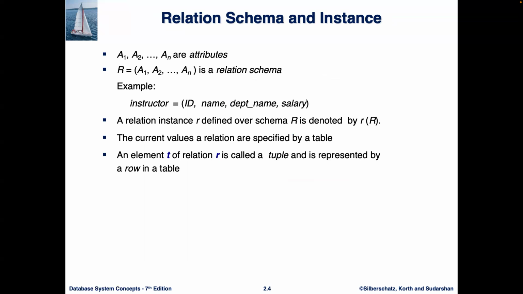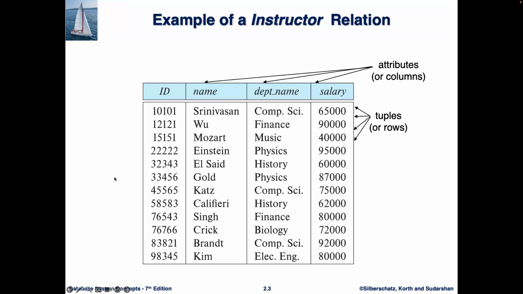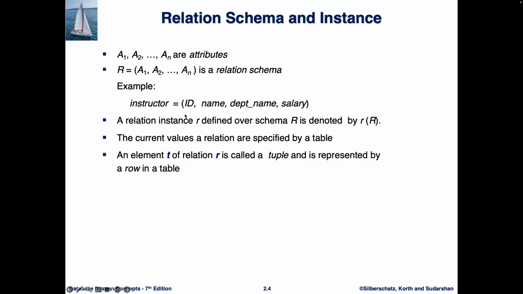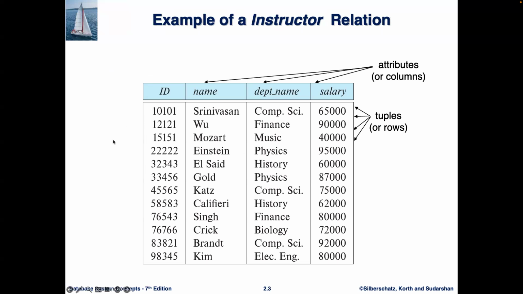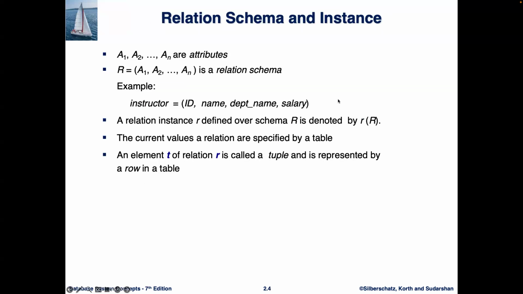The current values of a relation are specified by a table. An element t of relation r is called a tuple and is represented by a row in the table. So given this instance r, a tuple is just a row defined within this table. So what are attributes? Attributes are the columns. For this table, ID, name, department name, salary, these are attributes.